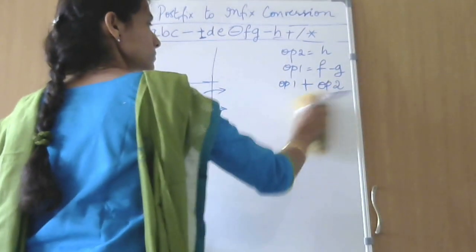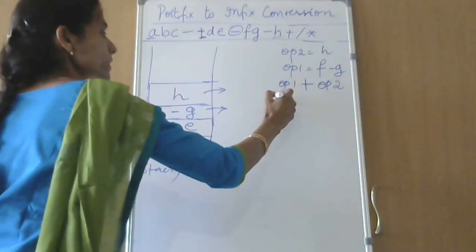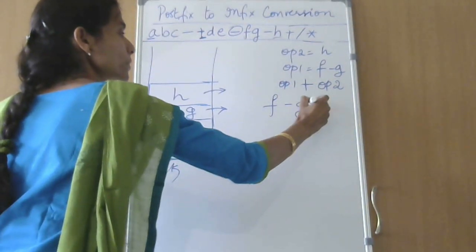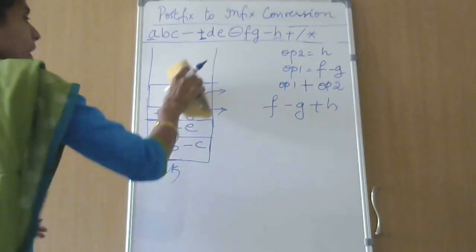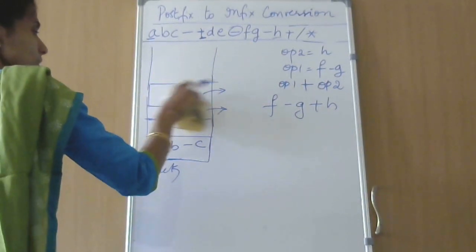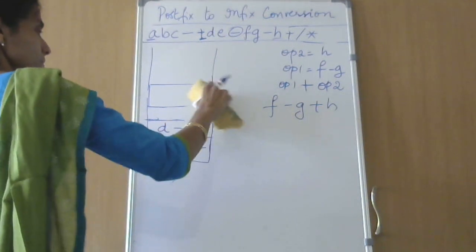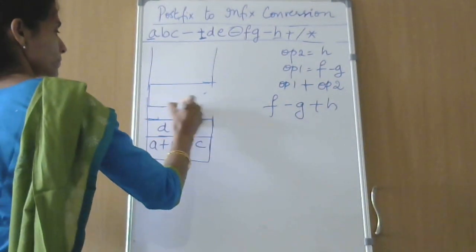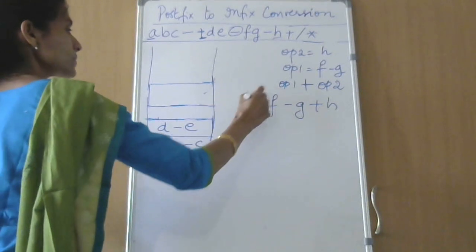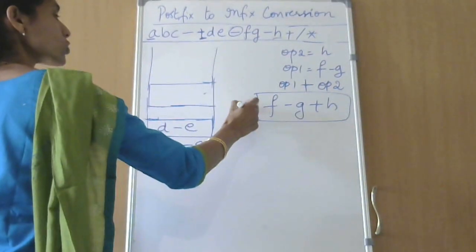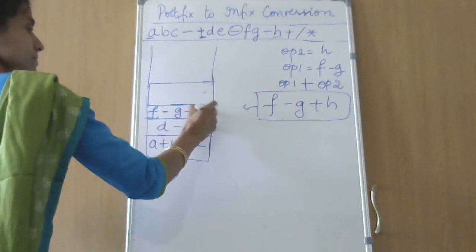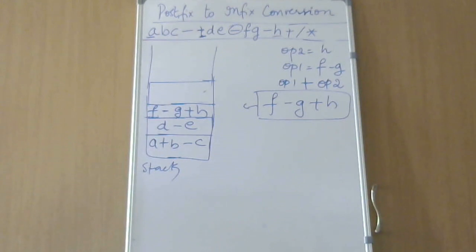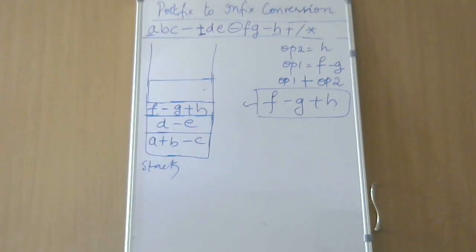Right? What will happen? OP1 is what? F minus G. What is OP2? H. This becomes the result. Now, I have popped out these two. So, these contents are not there in the stack. What should I do next? This is the result. I have to push that result onto the stack. So, I will have F minus G plus H. I hope I am clear.